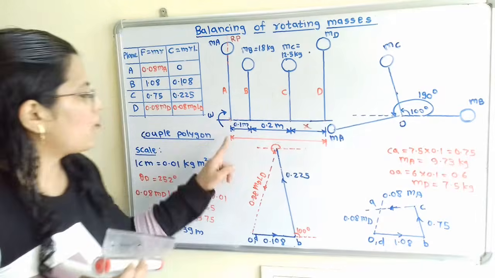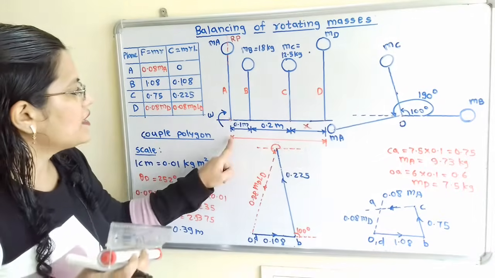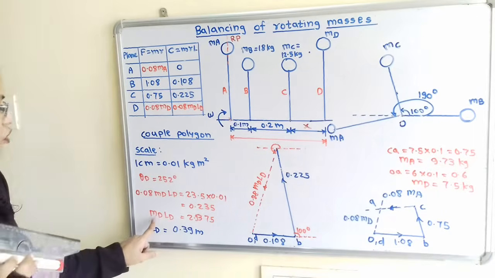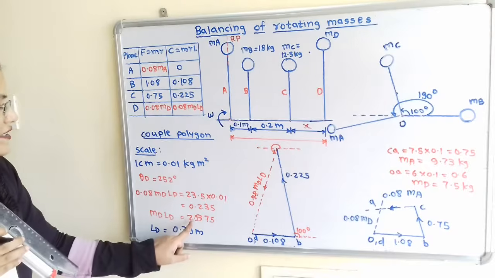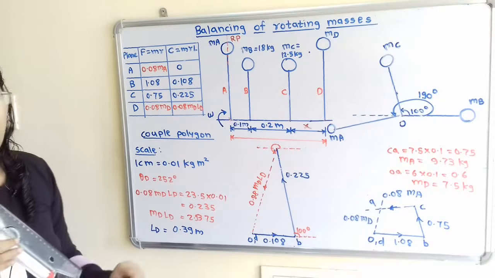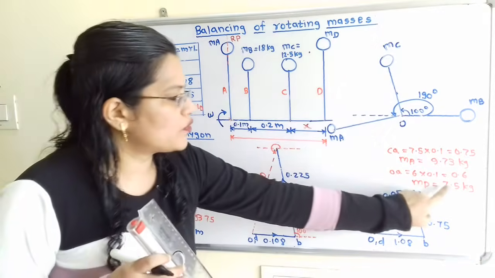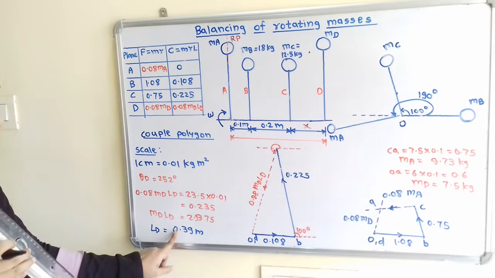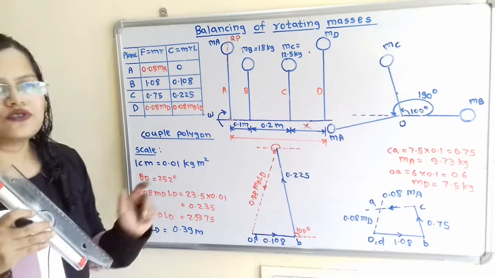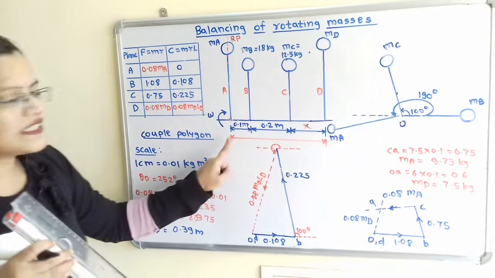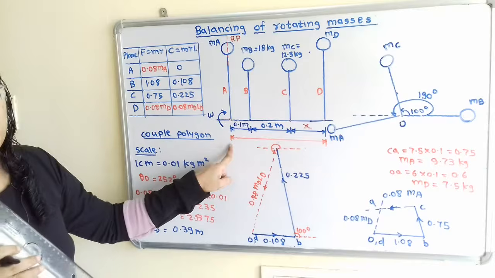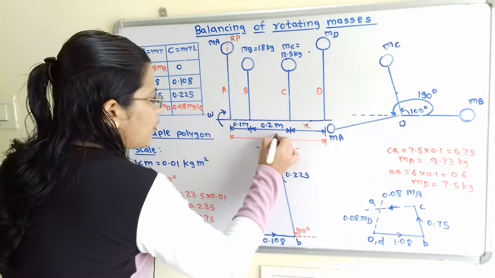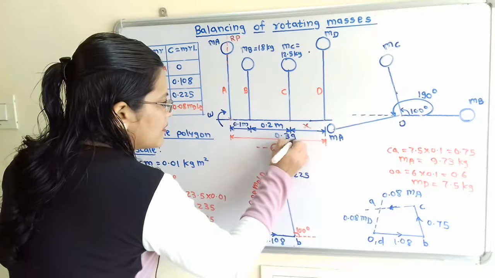Now we will find out the distance of this plane D from the reference plane. So how to find out? So from the coupled polygon we have MD LD is equal to 2.9375. So this MD is known. So when we put this value, then we will get the distance LD is equal to 0.39 meter. So remember, this LD is the distance from the reference plane, because we have to measure the distance from reference plane. So we will plot here 0.39 meter.